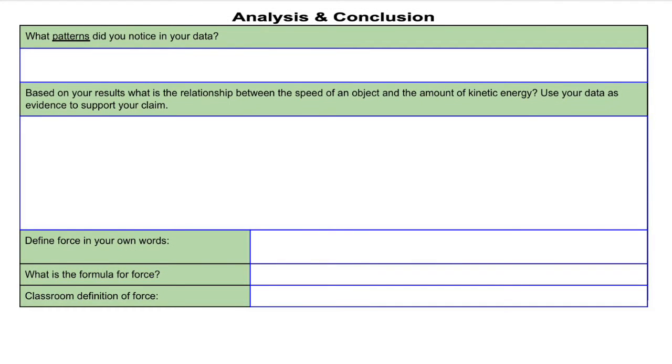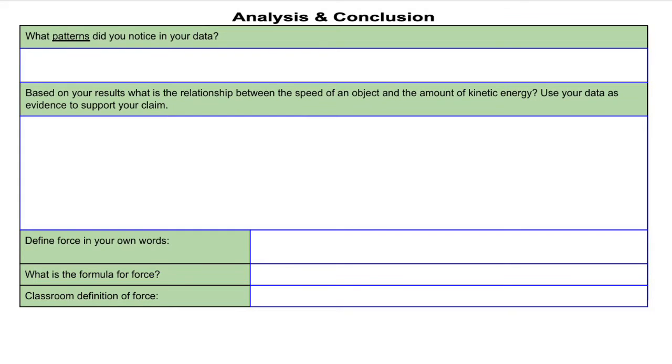On this slide, we have 2 of the same analysis questions from yesterday's lesson. What patterns did you notice in the data? And then based on the results, what is the relationship between the speed of an object and the amount of kinetic energy? Then you use your data to support that.